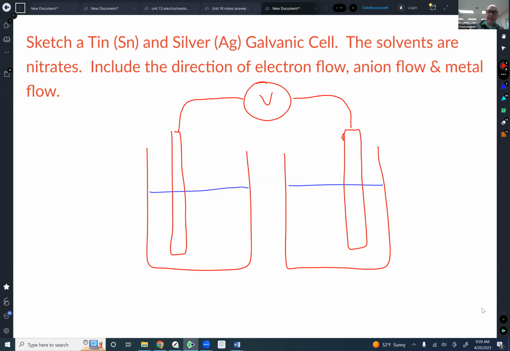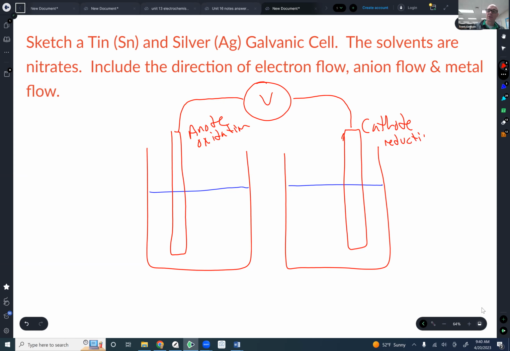Always, always, always the anode goes on the left, the cathode will be represented on the right. And what is happening at this anode is oxidation, losing electrons. Over here, cathode is reduction, is what's occurring at this. And so the electron flow is moving towards where it is gaining electrons. So it's moving from where it loses electrons to where it is gaining electrons.